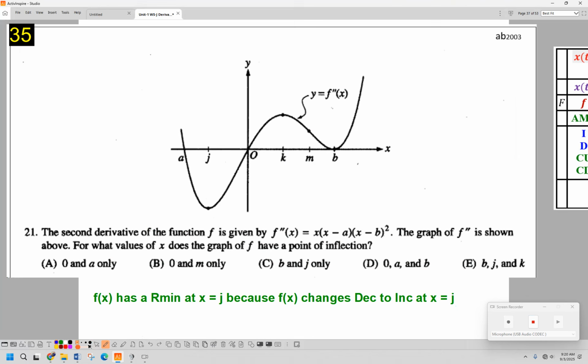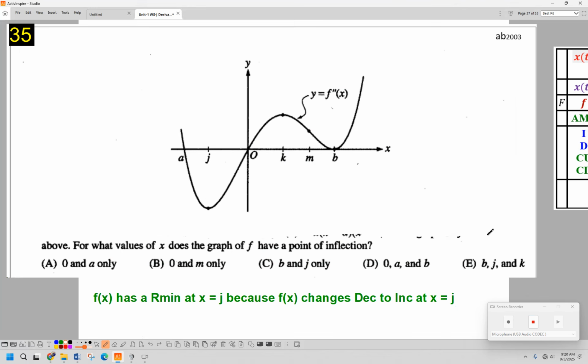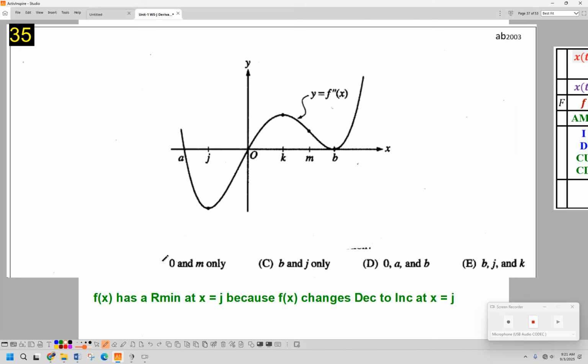Let's go erase this again. Trying with the mouse, not my strongest talent. And this is not f double prime, we're just saying this is f. Questions? So where does f have a relative max?